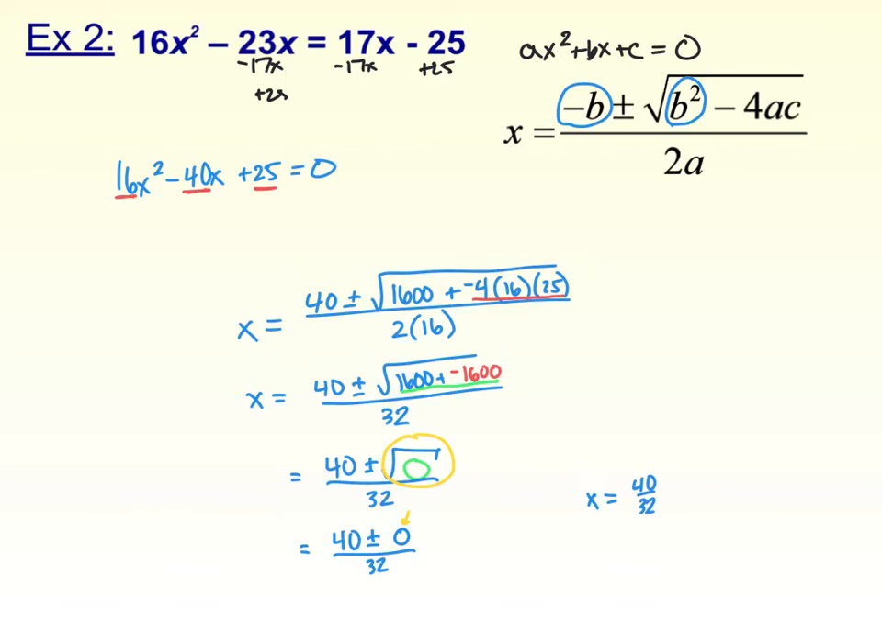So it's still 40 over 32. However, I cannot leave my answer as that value because that's not reduced. So in this case, x is equal to, dividing each by 8, 5/4 is my value of x. Well, how could you have a quadratic, which is supposed to have 2 x-intercepts, have only 1 x-intercept? That's what we're going to look at next. But this is how you use the quadratic formula, and that's what the answer would be this time.